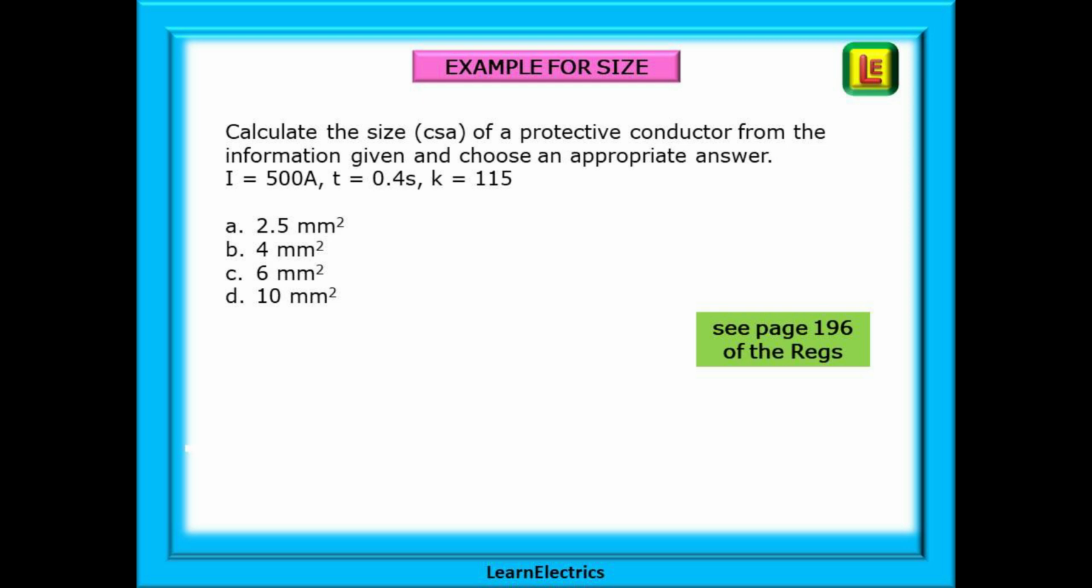In our example, we are asked to calculate the size or CSA of a protective conductor from the information given and to choose an appropriate answer. We are told that I or current is 500 amps, T or time is 0.4 seconds, and K is 115. Calculate the answer and make a choice from the 4 answers offered. Don't worry about how the numbers round up or round down. The correct answer will always be very obvious. The formula can be found on page 196 of the Wiring Regulations book.